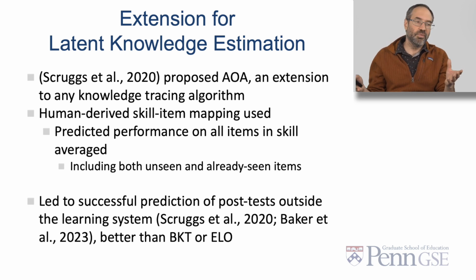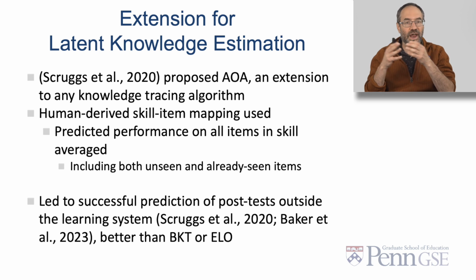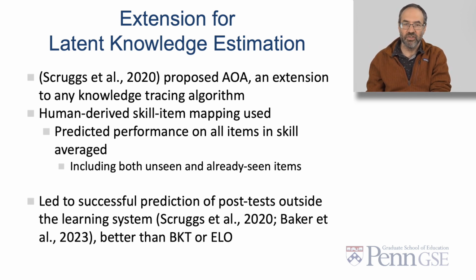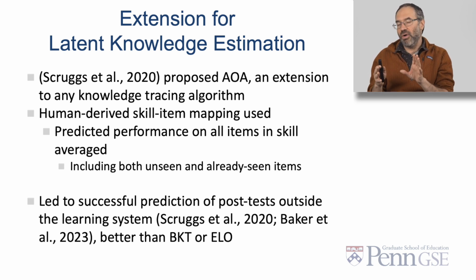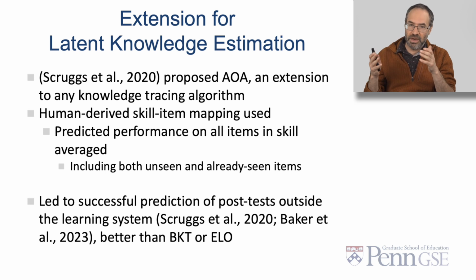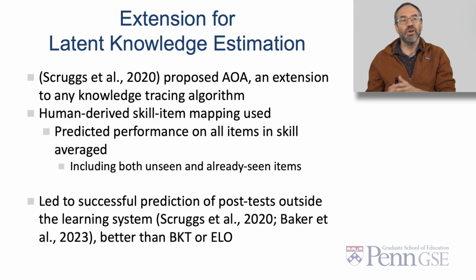Now, this is super simplistic, but it actually works, because it led to successful prediction of post-tests outside the learning system in 2 different papers, better than BKT or ELO did. So BKT and ELO were seen by many, including me, as being superior to DKT family in terms of their ability to predict an external latent, but when you actually map it back to a human interpretable external latent, it does better than those algorithms.